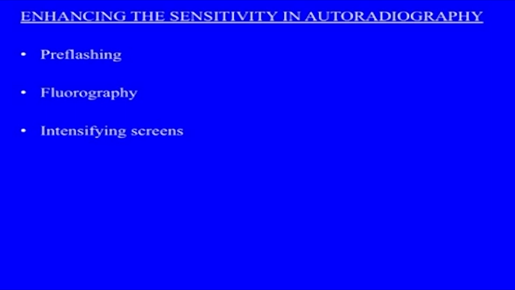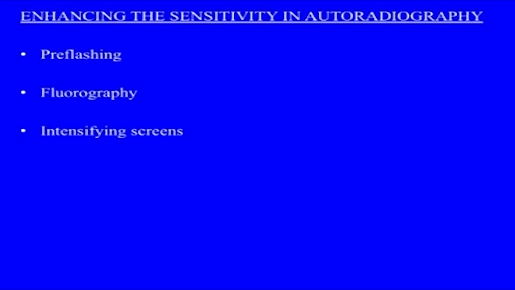One is pre-flashing. The response of photographic emulsion to radiation or light is not linear and involves a slow lag period or initial phase before a linear phase is obtained. So, the sensitivity of the film may be enhanced by pre-flashing, that is, exposing the film to a millisecond flash of light prior to placing it in contact with the sample. This technique is often used in high resolution work.